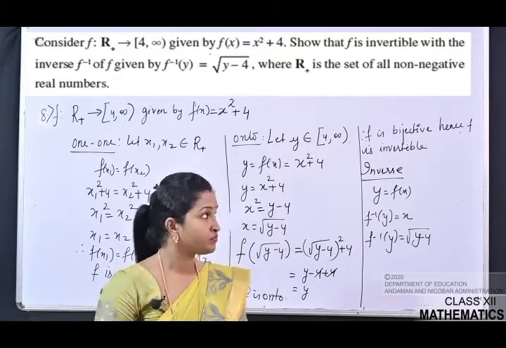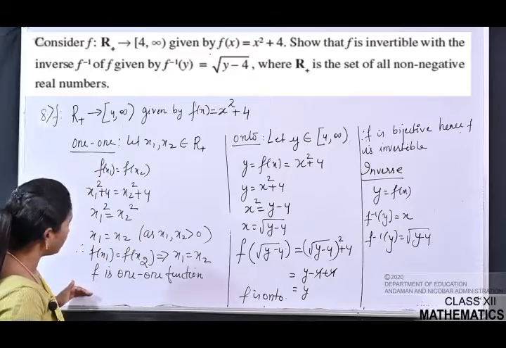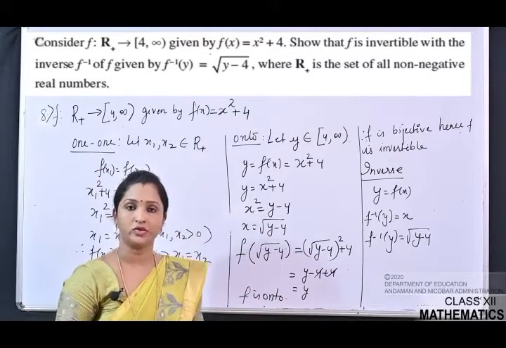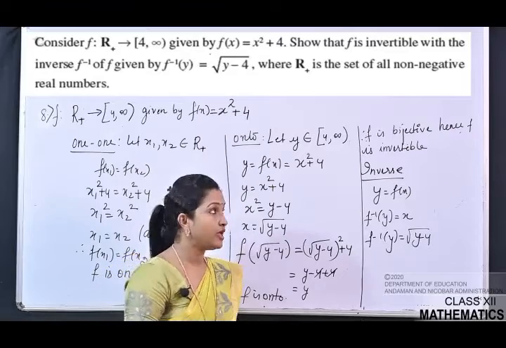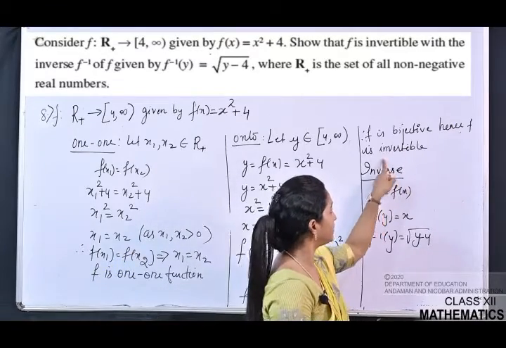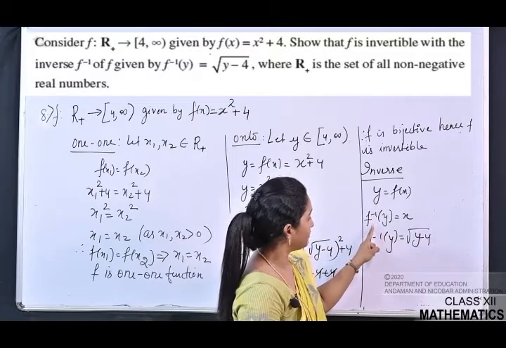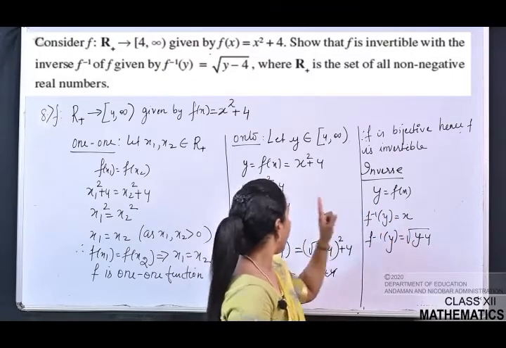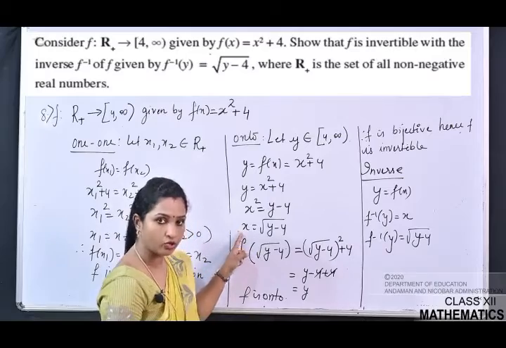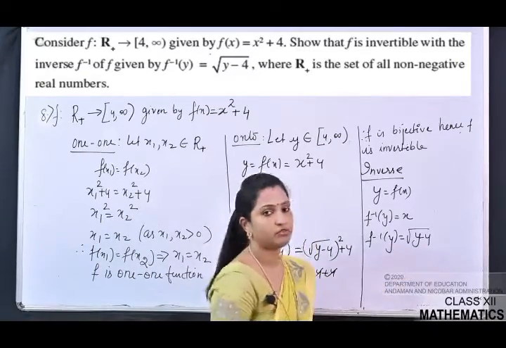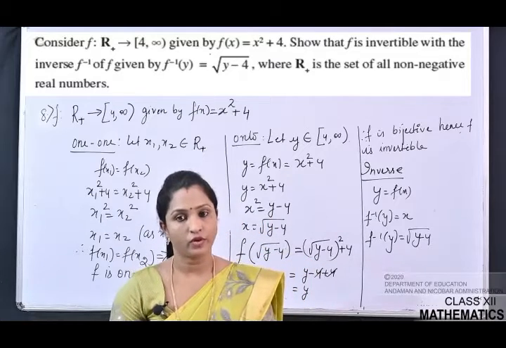I think it's clear. First you have to prove it is 1-to-1 and then you have to prove it is onto. When both are satisfied, you can say that the function is bijective, and when it is bijective it is invertible. To find the inverse you have to start with y is equal to f(x), f inverse of y is equal to x. You have already found x in the onto part, what is its value? root of y minus 4. Substitute the value, this will be the inverse of this function.